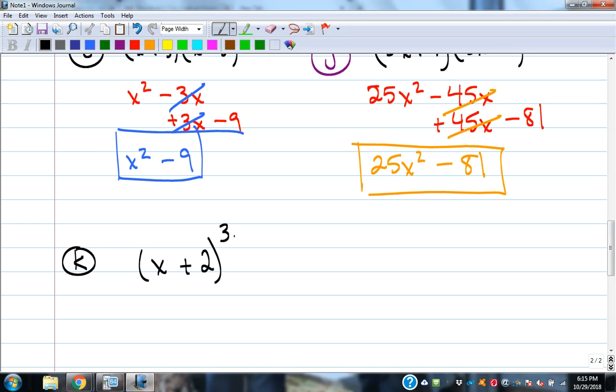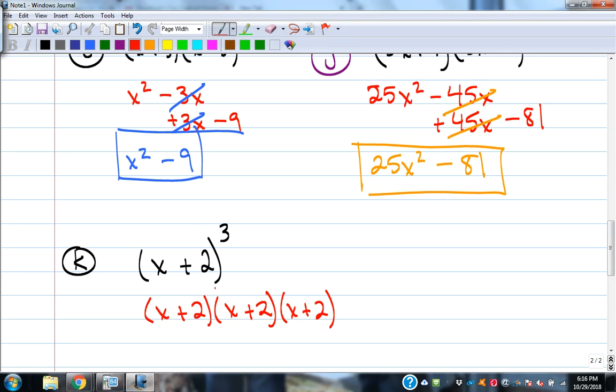What's it mean to raise something to the third power? Multiply it by itself 3 times. So x plus 2 times x plus 2 times x plus 2, like that. Okay. Now, with this, you don't want to try to distribute one of them to both of the others at the same time. You're better off just taking two of them at a time and multiplying them together.